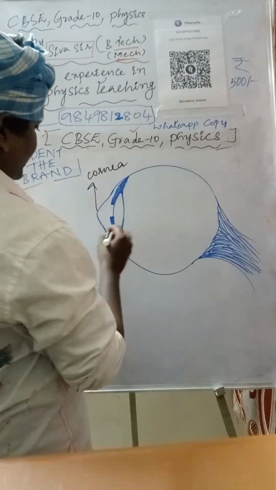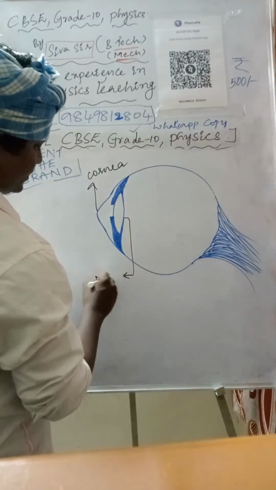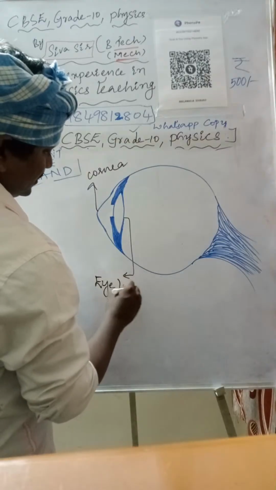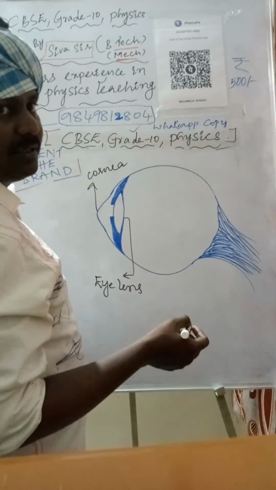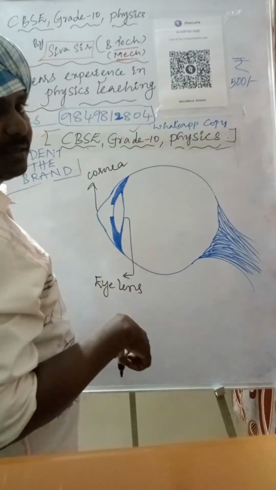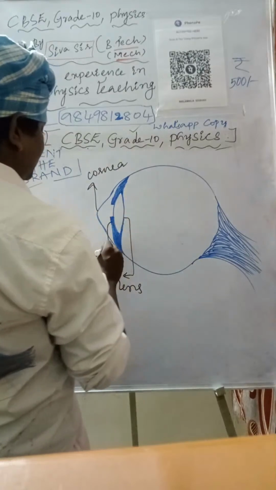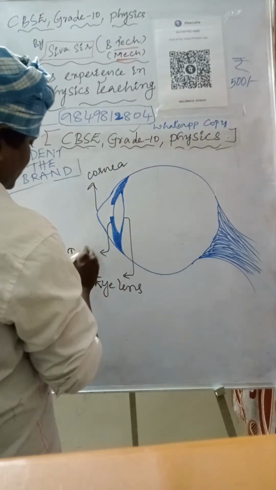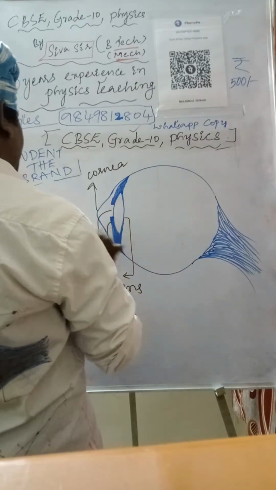And the eye lens. This one is the eye lens, also called the crystalline lens. And here, this is the iris. And this one will be considered as the pupil.